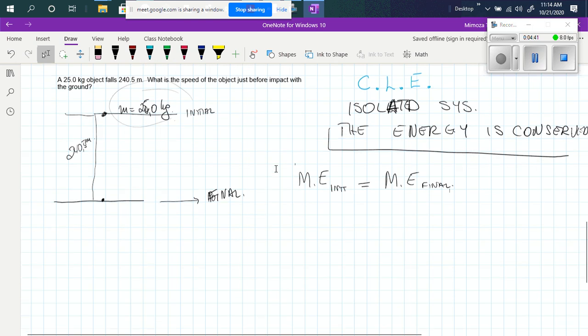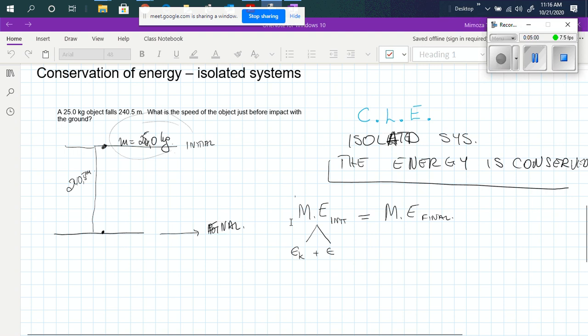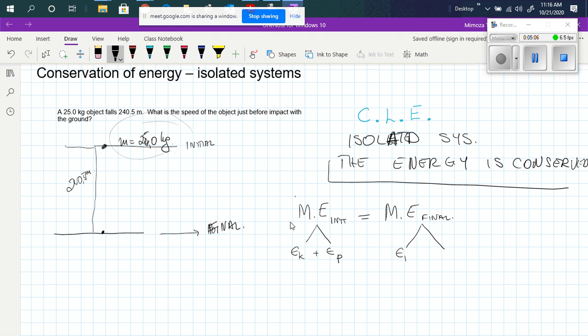But we are interested here only in initial and final. So mechanical energy, we said yesterday, is the sum of kinetic and potential. It doesn't matter at what position you are, initial or final, the mechanical energy is always equal to the kinetic plus potential energy. And this potential energy, as we said yesterday, can be gravitational or spring. It doesn't really matter. So now, at the initial position, what do we have?